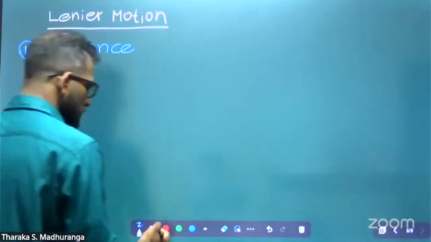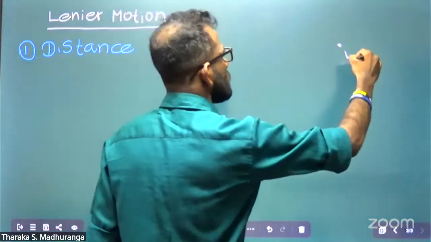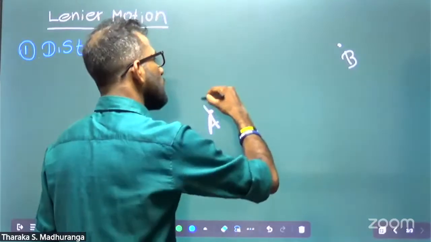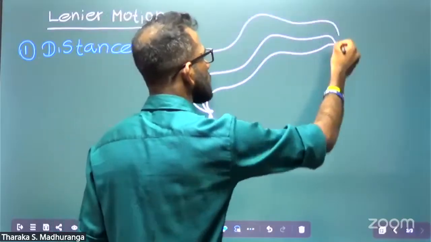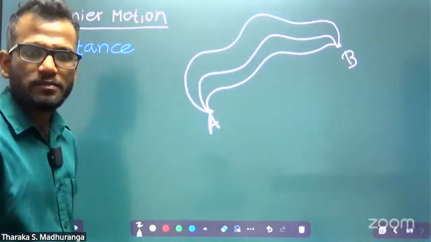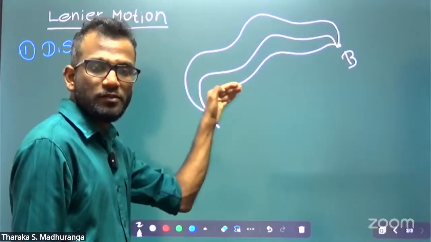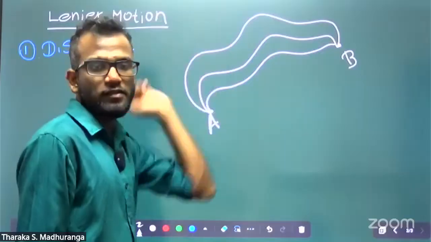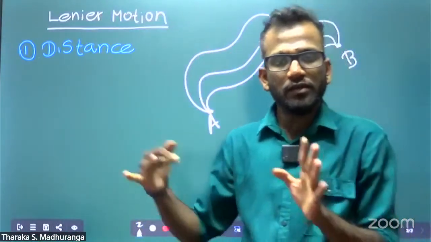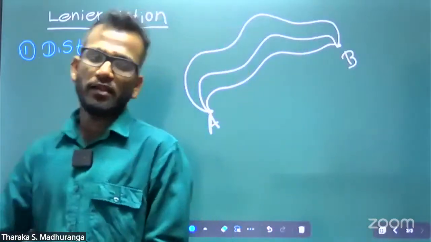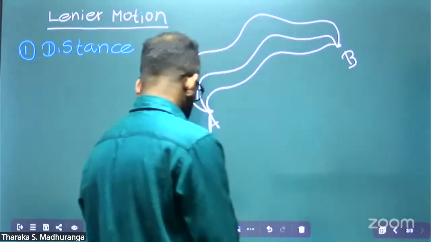I think you can remember if you think A and B are 2 points, A and B, they are the distance. It doesn't have a specific direction. On this point, this direction, this point, again, this direction. That's why the distance is a scalar quantity.